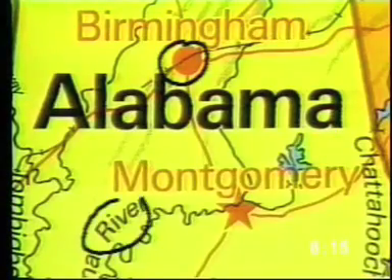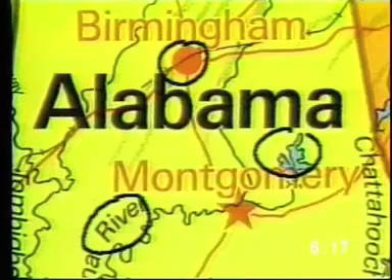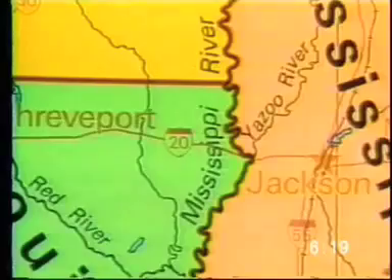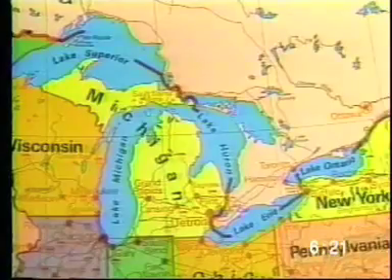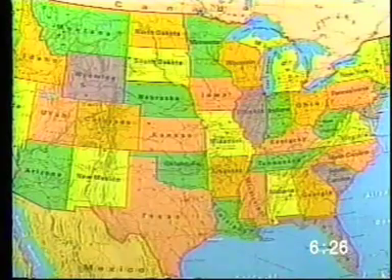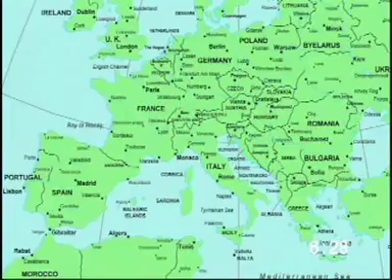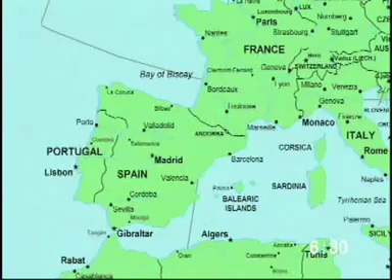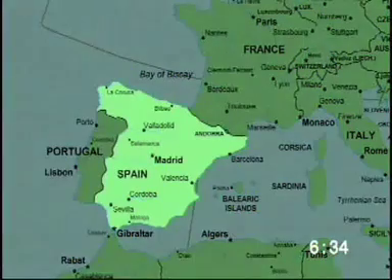Major rivers, lakes, and other bodies of waters are identified too. The Mississippi River, the Great Lakes, and the Gulf of Mexico are some examples of bodies of water labeled on this map. Now look at this map of Europe. What country is east of Portugal? If you said Spain, you are correct.